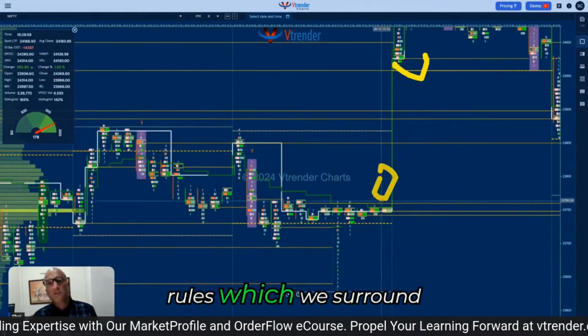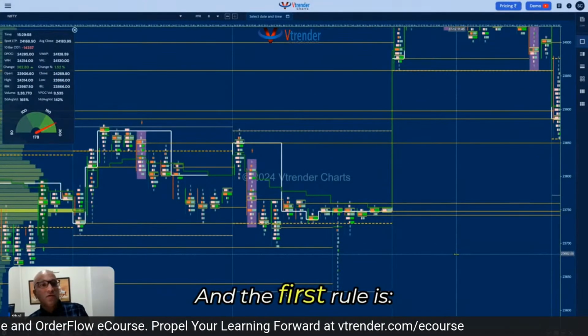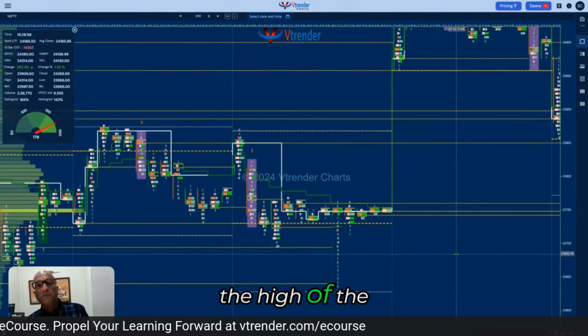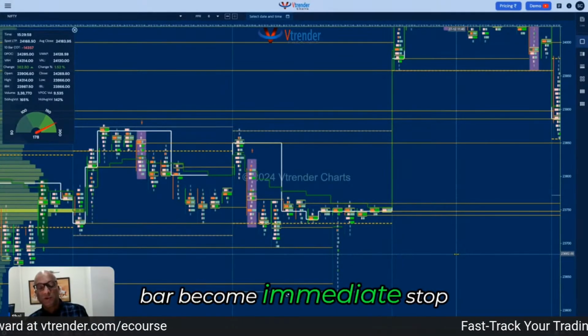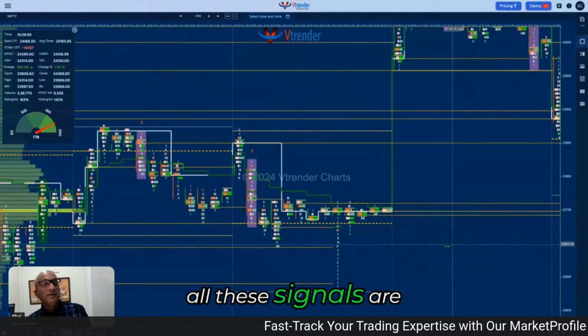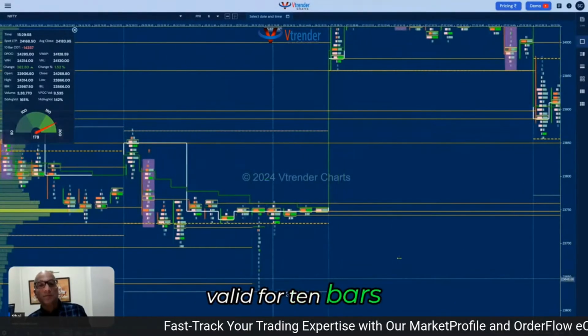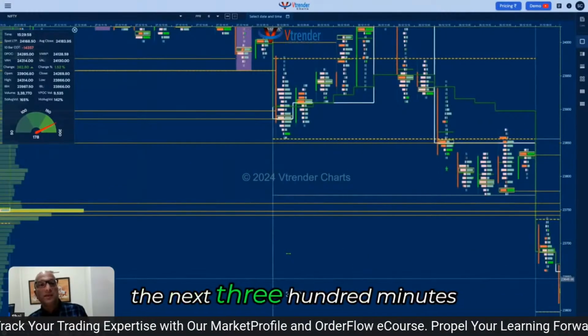So there are two rules which we surround these IB and IS signals with, and the first rule is the high of the IS bar and the low of the IB bar become immediate stop losses with a small filter. The second rule is all these signals are valid for 10 bars. So if they came in about 30 minutes, they are valid for the next 300 minutes.